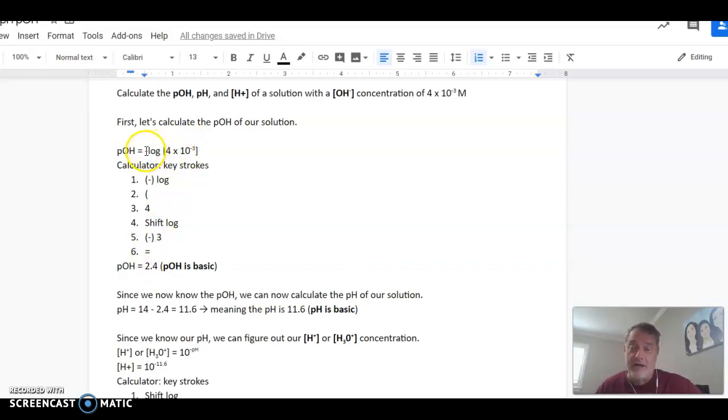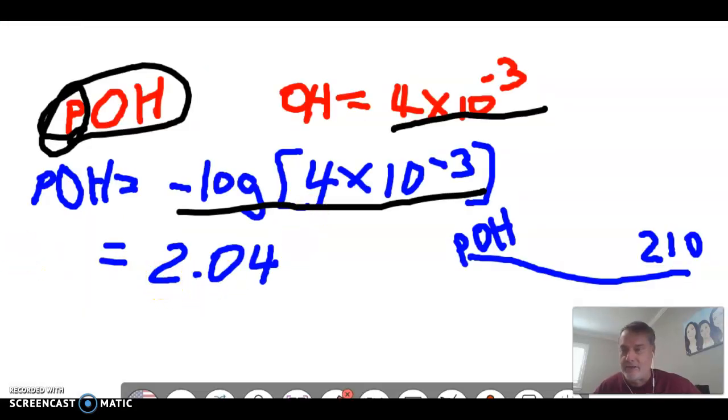Basically, you're going to do negative log, all right? And then you're going to put the negative log of 4 times 10 to the negative 3. That's what you're doing. So basically, you're going to get negative log on your calculator, in parentheses, 4 times 10 to the negative 3. So that's what we're doing here. In parentheses, you're putting 4 times 10 to the negative 3, and your answer should be 2.4. And that's what we want because we're looking for a P, a power, and it's 2.4.